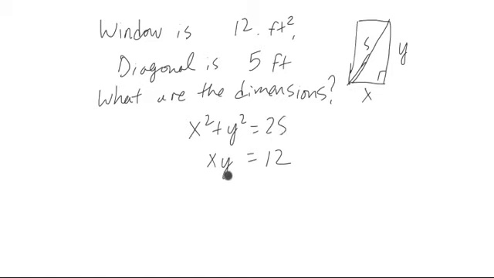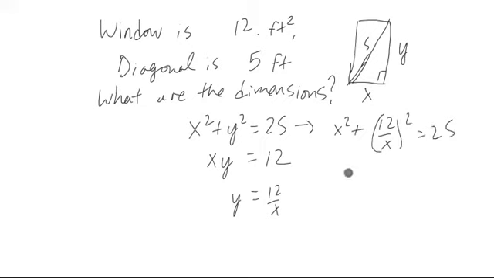Now, in particular, let's see if there's a better way to go about solving this. In this particular case, let's just do a substitution right here. y is equal to 12 over x. Take that 12 over x and substitute it in for y in that equation. x squared plus (12 over x) quantity squared is equal to 25. So this is x squared plus 144 over x squared is equal to 25.